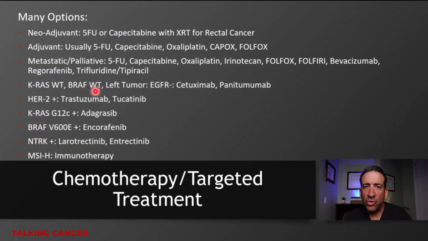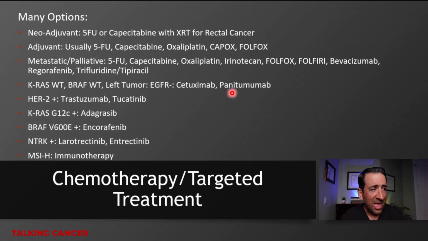Now, remember when I told you about the mutation test? This is why we need to know, because it is very important for you to know this. If you do not have a KRAS mutation, that's why we call it KRAS wild type, WT, meaning you do not have KRAS. BRAF wild type, you do not have these mutations. If the tumor is on the left side of your colon, then you are a candidate for a family of medications called EGFR inhibitors, known as cetuximab and panitumumab. Don't freak out. Again, either you have the mutation or you do not.